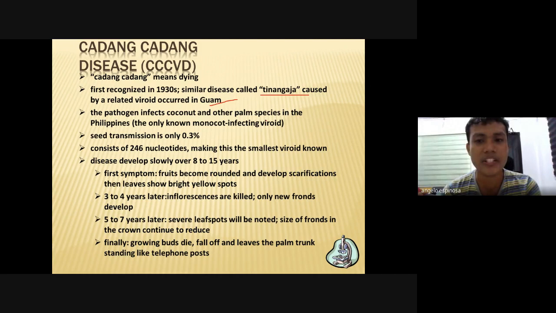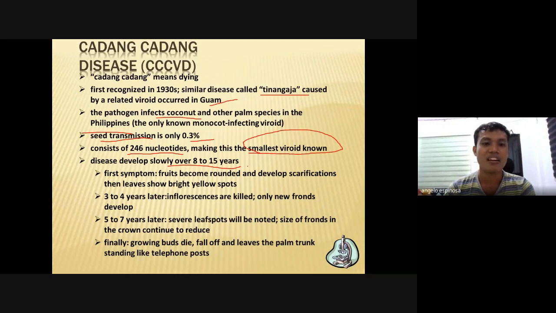So, ini-infect nila yung palm or yung palwa, yun. Palwa or yung leaf, no? Leaves. And then, the seed transmission of this is 0.3%. And it consists of 246 nucleotides, making this the smallest known viroid disease. It develops slowly over 8 to 15 years. No, nag-develop yung disease over 8 to 15 years. So, di pa alam yung coconut mo, bata pa lang, meron na pala siyang viroids.